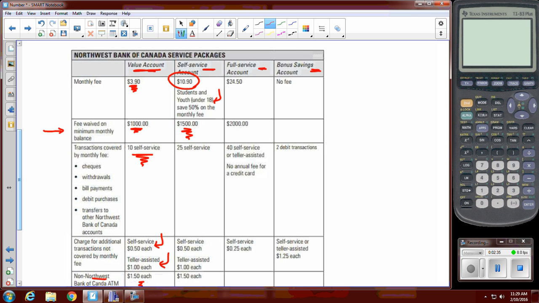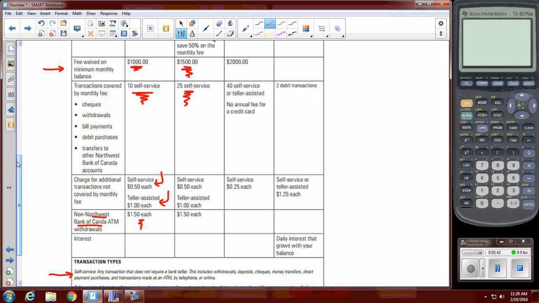under 18. With this account, you also get 25 self-service, so online bank machine kind of transactions. Every time you go over 25, they charge you 50 cents for each time you go over. Same thing, they charge you $1 if you need to actually go and talk to a teller in the bank. And if you don't use one of their bank machines, they charge you $1.50.